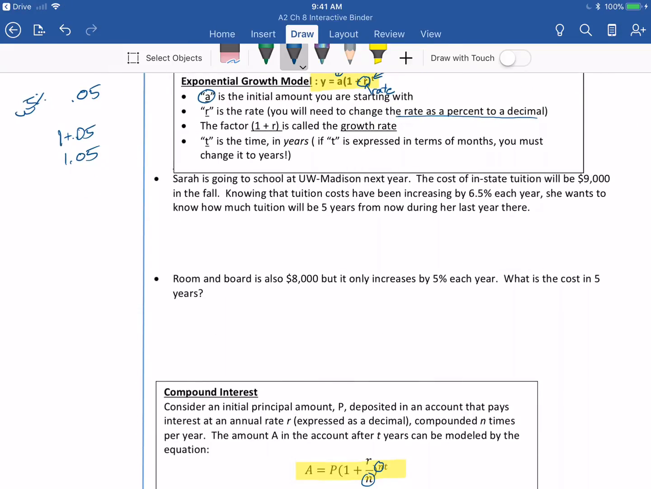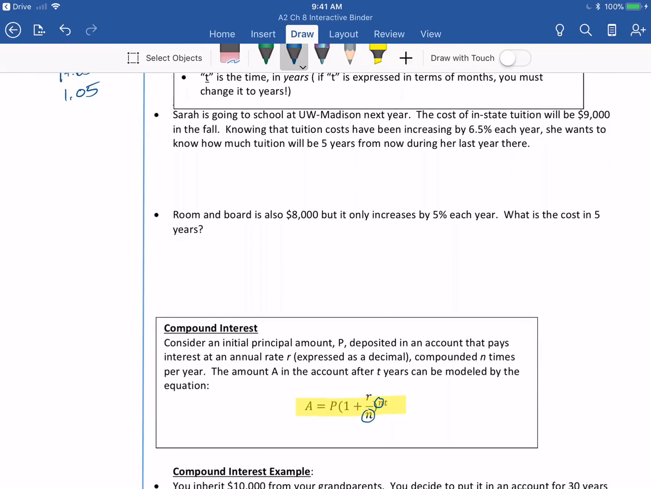All right, so here we go. Sarah is going to school at UW-Madison next year. The cost of in-state tuition will be $9,000 in the fall. Knowing that tuition costs have been increasing by 6.5% each year, she wants to know how much tuition is going to cost 5 years from now, during her last year at college. I like to circle the numbers and label them. This 9,000 is my a, the initial amount. This 0.065, don't forget to move the decimal, is my r. And this 5 years is my time.